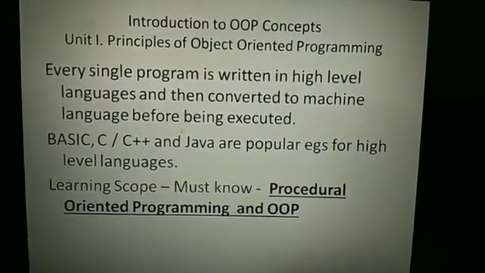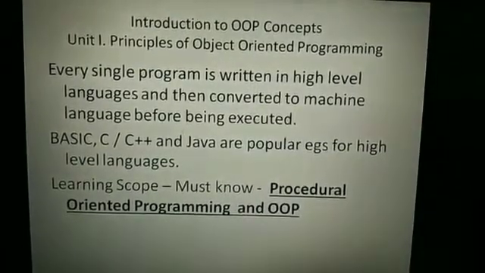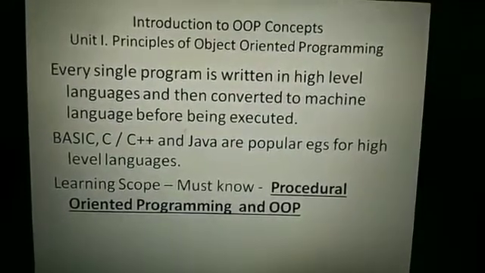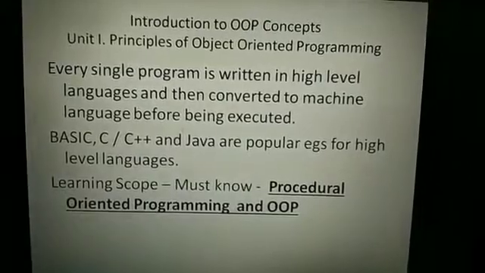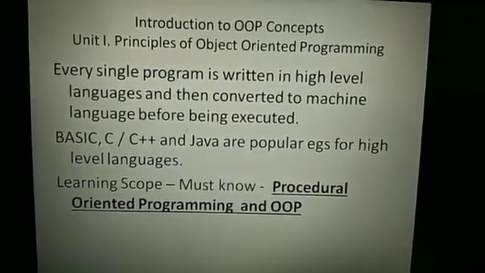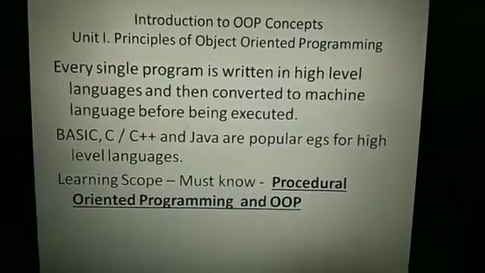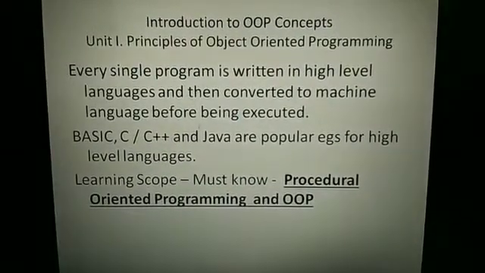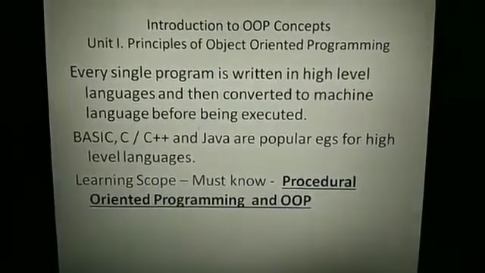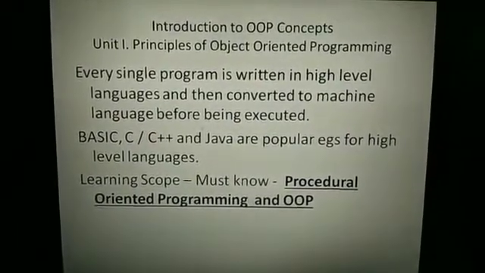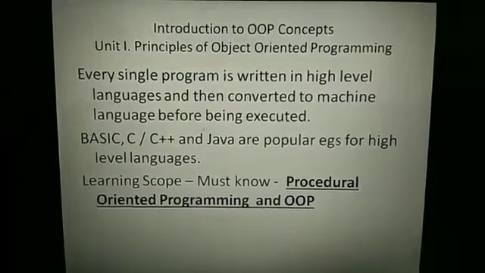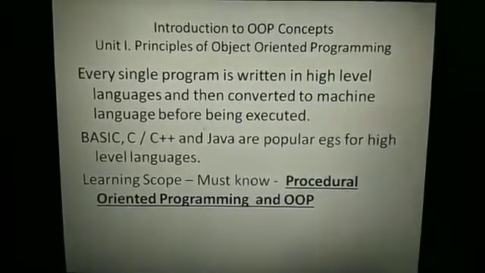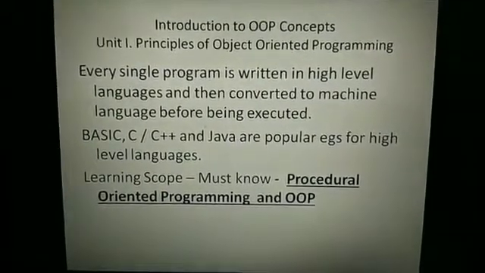So here students, you all know that every single program written in computer language is either in high level or low level language, and then it is converted to the machine language before being executed. Low level language had certain limitations, so high level language was developed. The high level language was further classified into procedural oriented programming and object oriented programming.